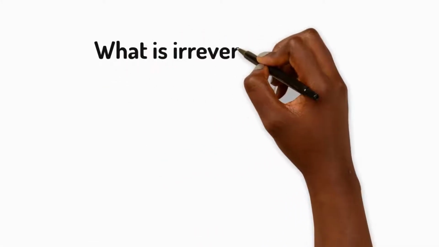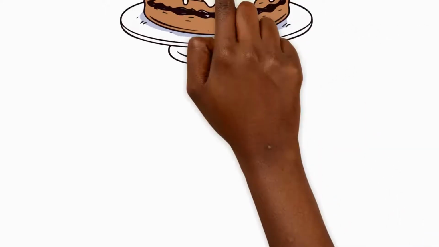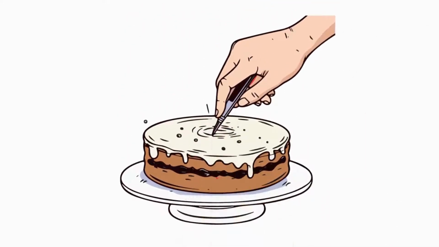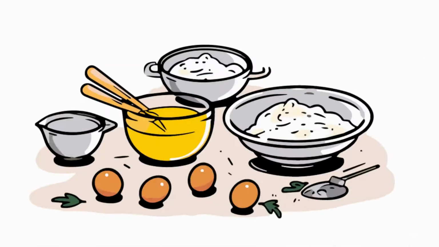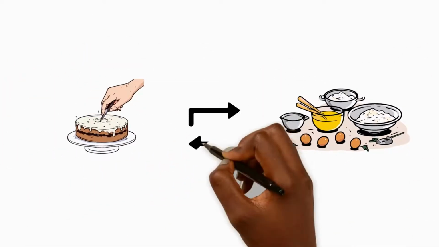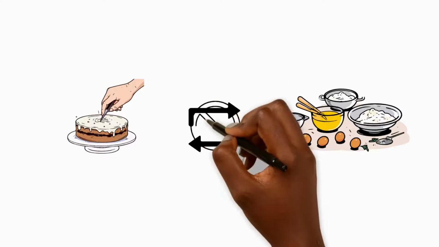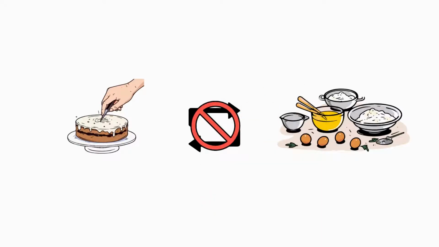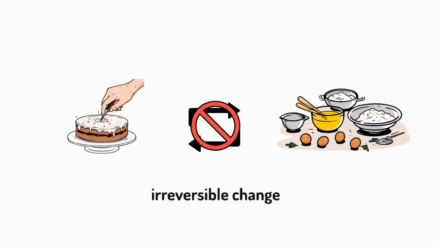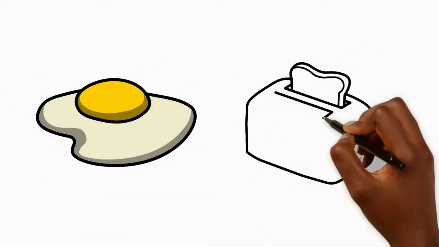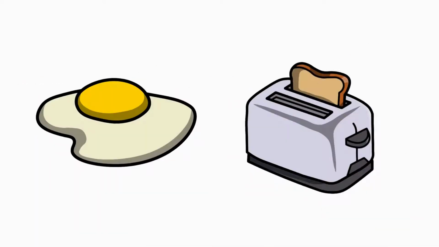What is an irreversible change? Imagine making a cake and then trying to unmake it back into eggs, flour, and sugar. Sounds impossible, right? Well, that's because it is. Cooking is an example of an irreversible change, where new substances are formed that can't be changed back. A cooked egg or toast can't be turned back to their raw form.